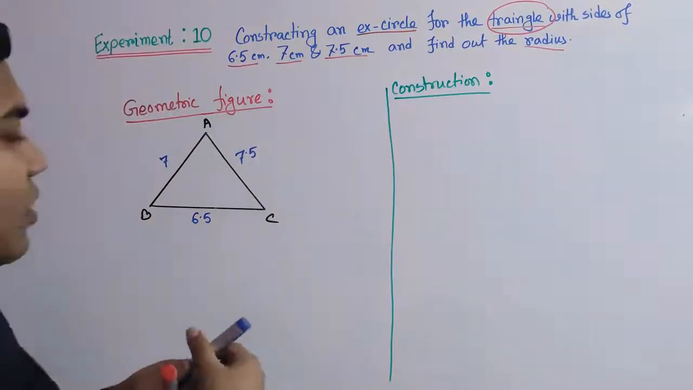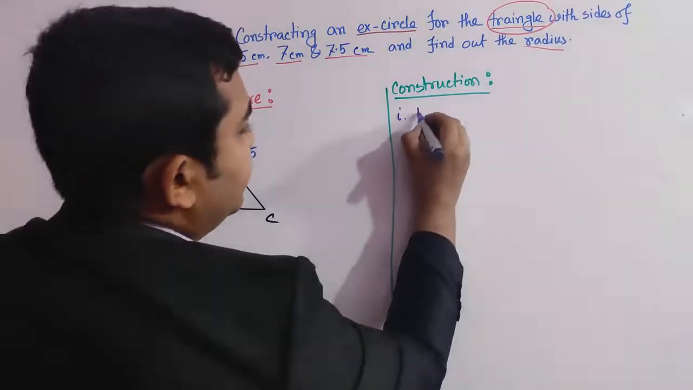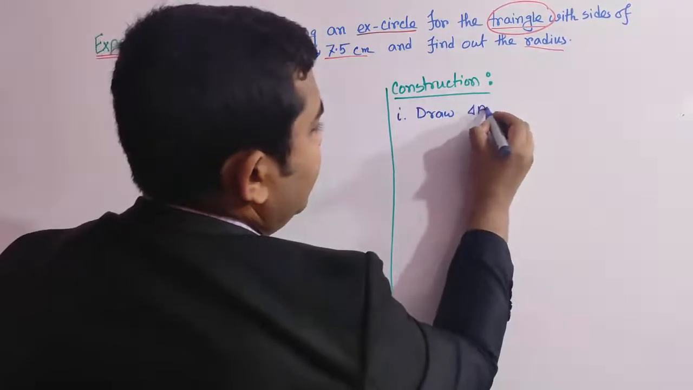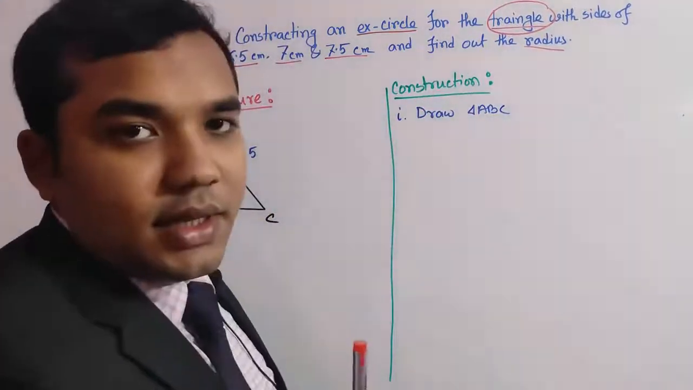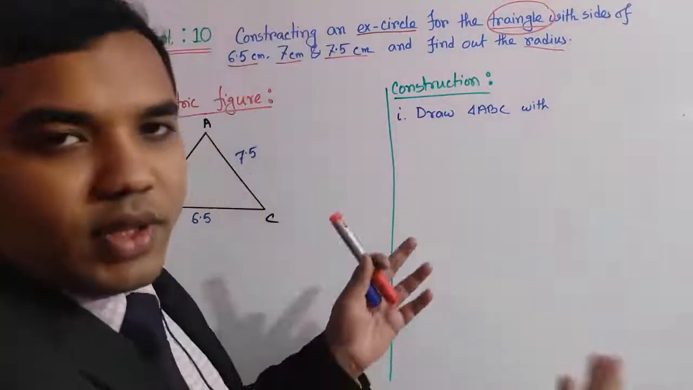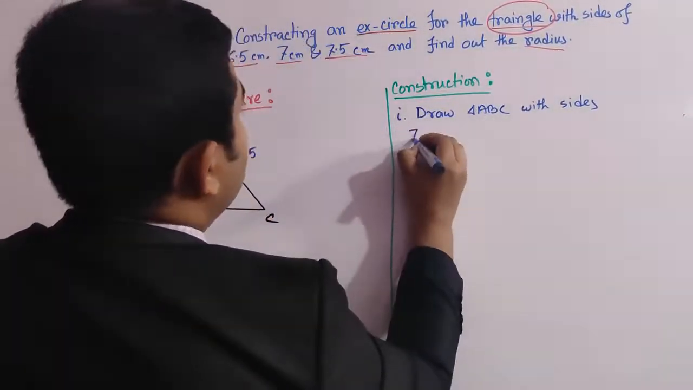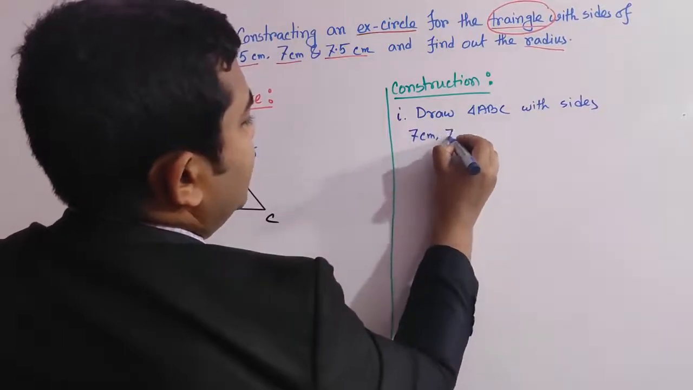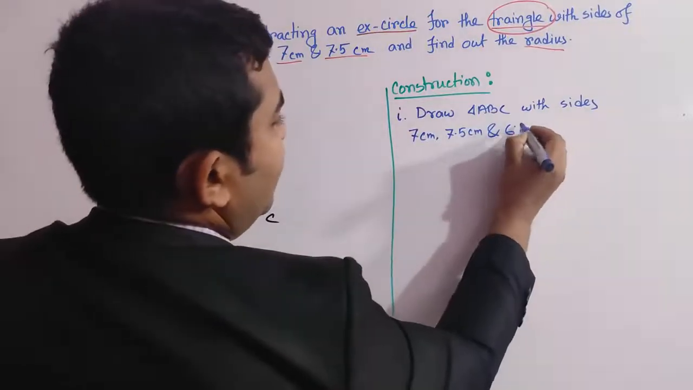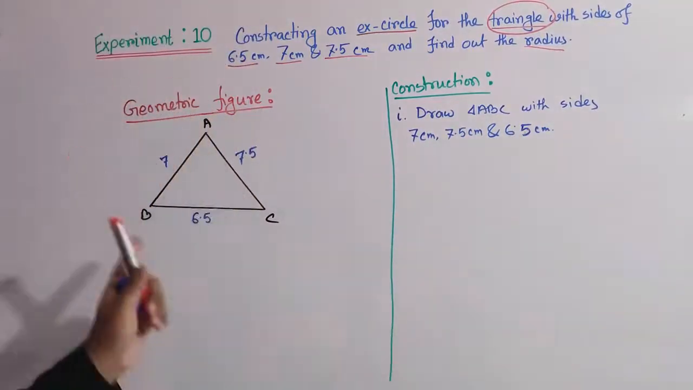Since we have drawn it, we have to write what we have done here: we have drawn triangle ABC with sides 7 centimeter, 7.5 centimeter and, I mean, 6.5 centimeter. So we have drawn it first.